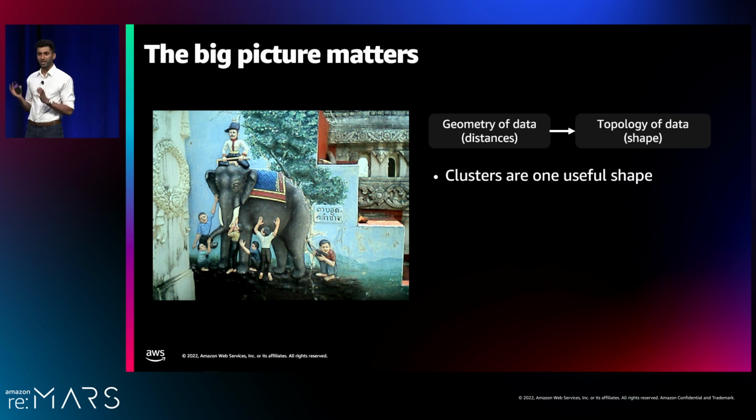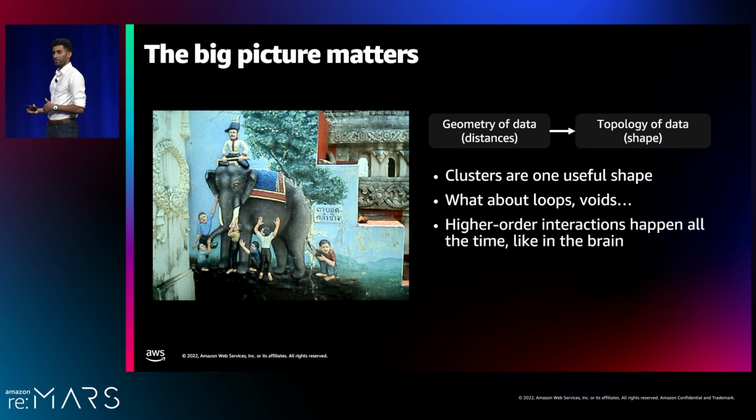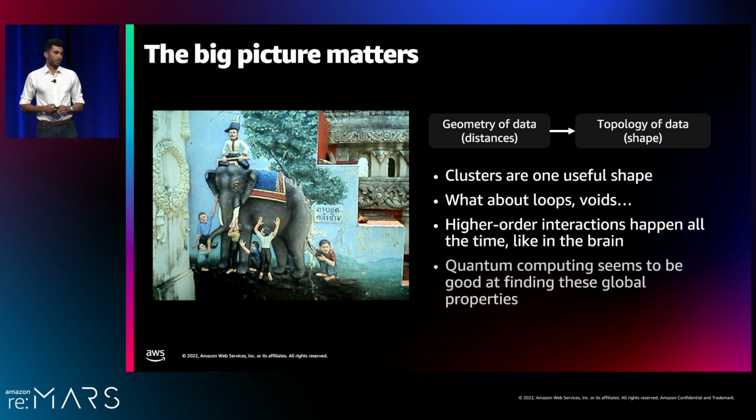And clusters are one kind of useful shape. But topology teaches us that there are more kinds of useful shapes, like loops, voids. In general, these represent higher order interactions between your data, like feedback loops or internal structure. And these kinds of higher order interactions show up all the time. For example, in your brain, where there are many parts of your brain collaborating for a single purpose, or in the financial markets, where trends influence trends, influence trends. These things show up all the time in nature. And these kinds of global properties of data seem to be exactly the kind of things that quantum computing is good for. So this is quite promising.